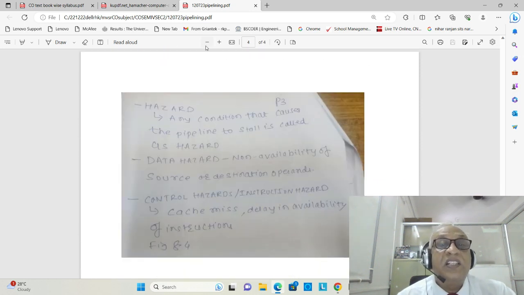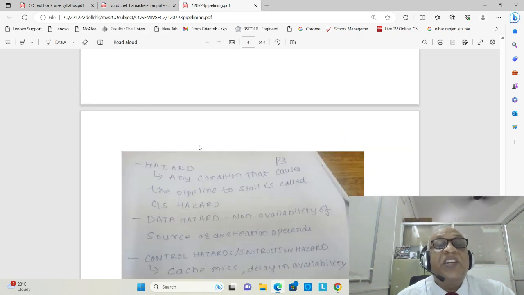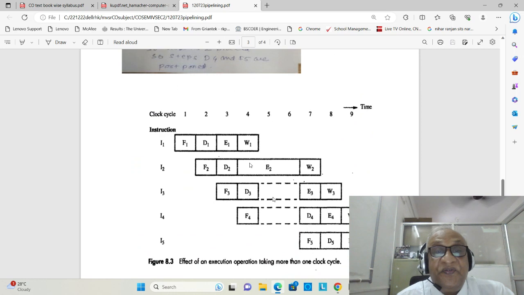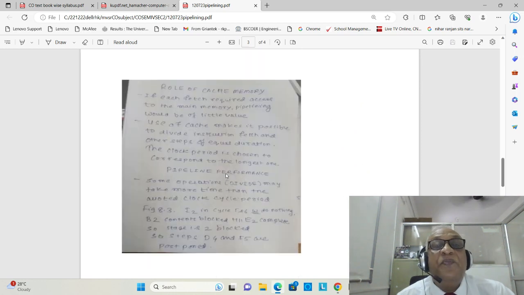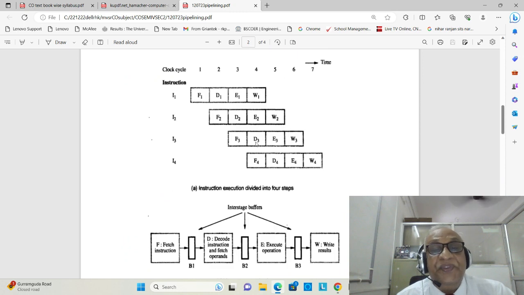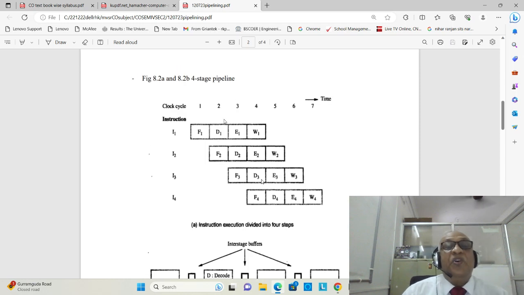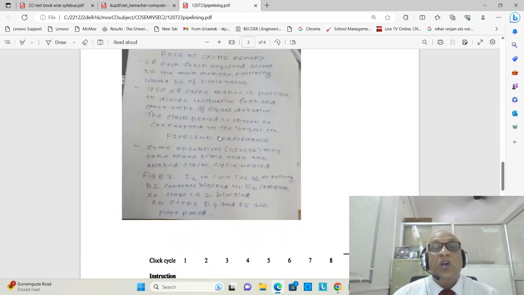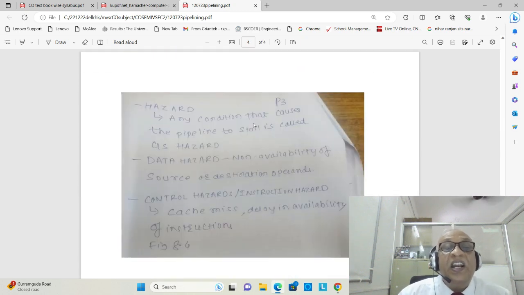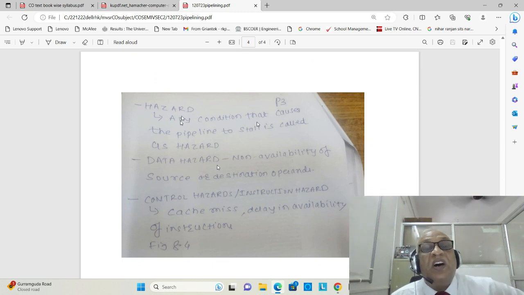Now, coming to the word hazard, which we referred to initially, we have just seen there is a delay in performing the pipelining operation. How is this delay identified? Because every step is allocated a specific clock cycle period. If it crosses beyond that, then it indicates delay. So what is the meaning of a hazard then? Any condition that causes the pipeline to stall is called a hazard.